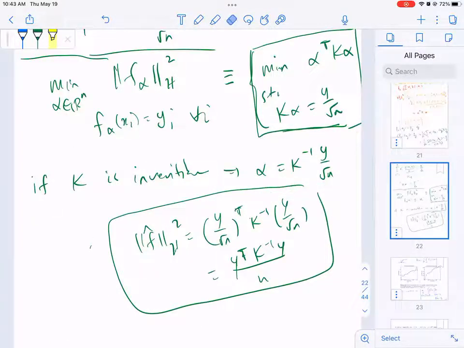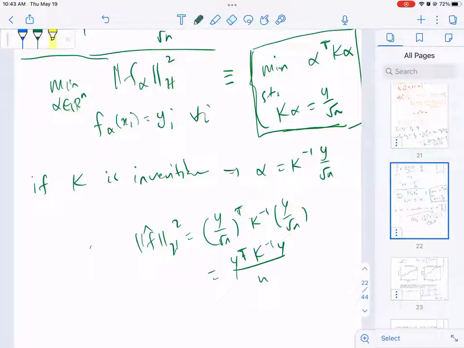Okay, the other cases I'll let you figure out, but basically the problem reduces to solving this. Okay, does that address your comments? Questions? Yeah.